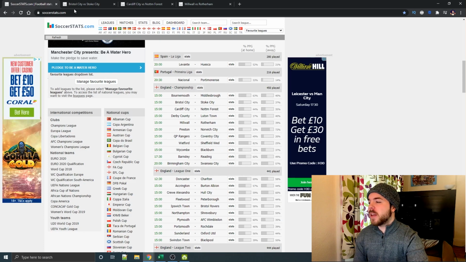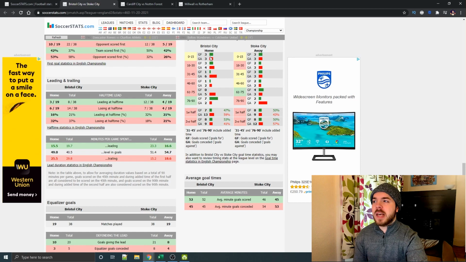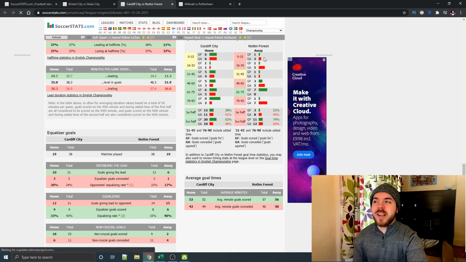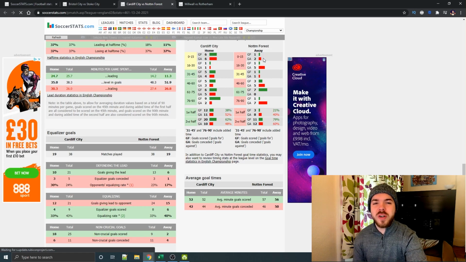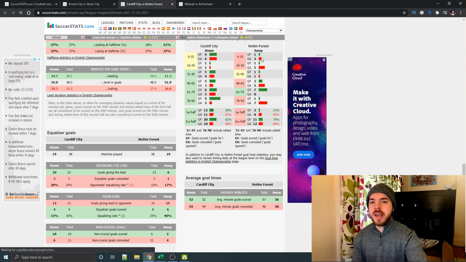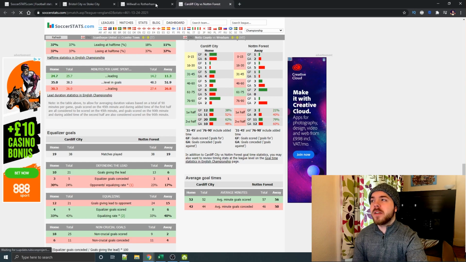But I've opened up a few, and from what I can see here, Bristol and Stoke, there is 12 goals that go in the opening 15 minutes on average. With Cardiff and Nottingham Forest, there is 12 with just Cardiff. But what I'm looking at here is the fact that Nottingham Forest don't concede very many home or away early on. So that's kind of skewing it just a little bit in the favour of this one as well. But again, that's probably going to be my third choice.